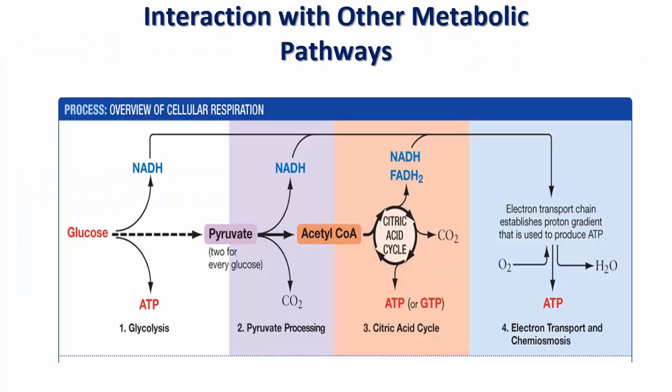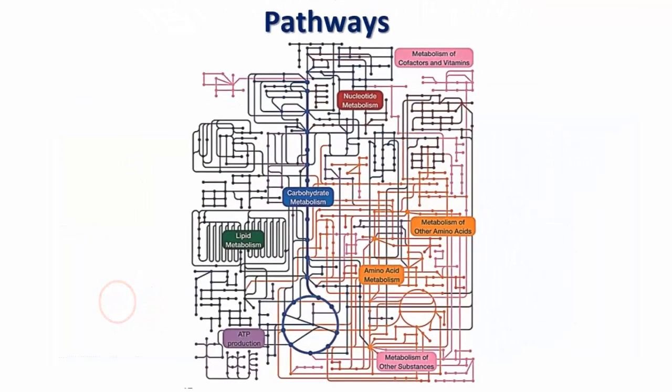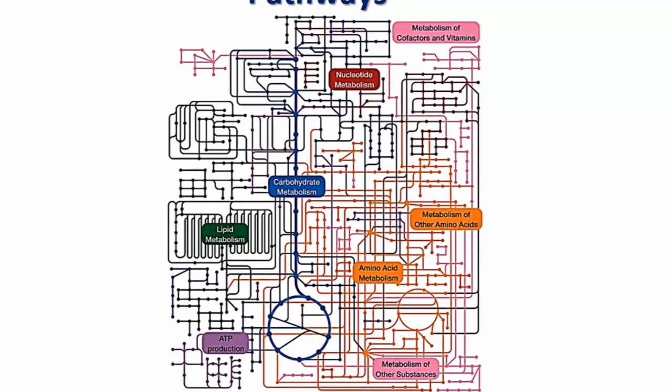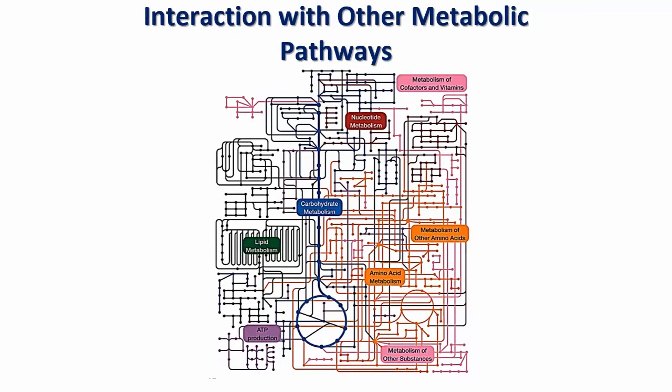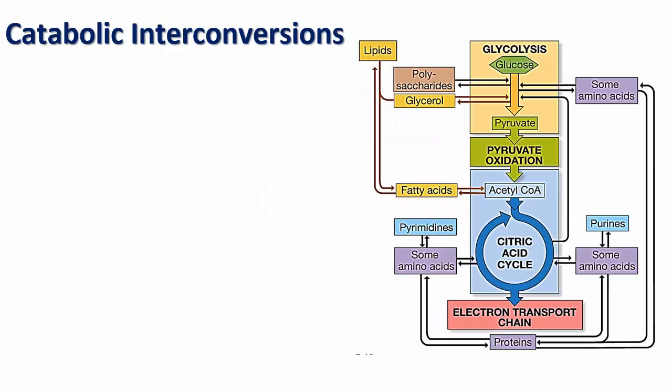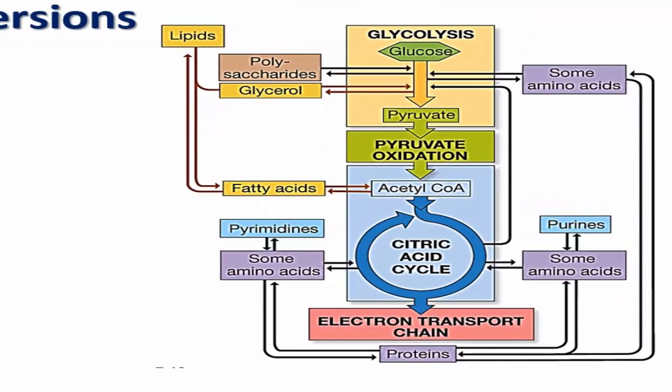The main purpose of glycolysis and cellular respiration is to produce ATP to meet the energy needs of cells. A secondary purpose of these pathways is to produce intermediate metabolites that are used as substrates for the synthesis of lipids, amino acids, nucleic acids, and other biological molecules. It is through these intermediates that different metabolic pathways in cells are interconnected. Looking at catabolic interconnections, here are some examples.